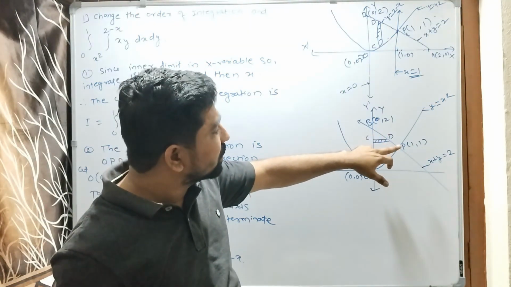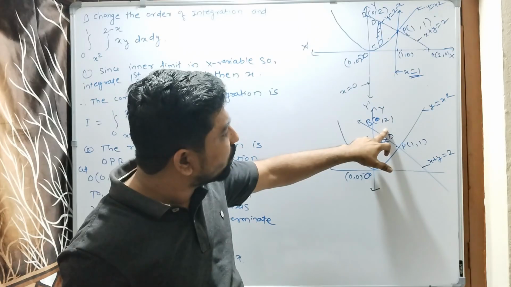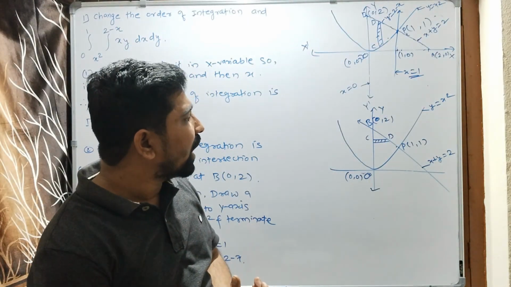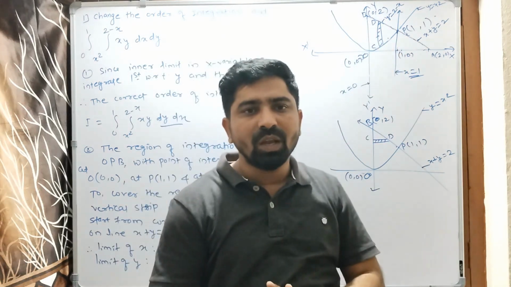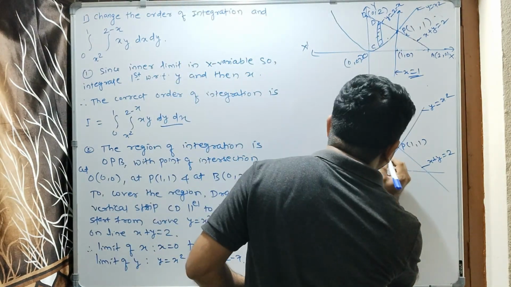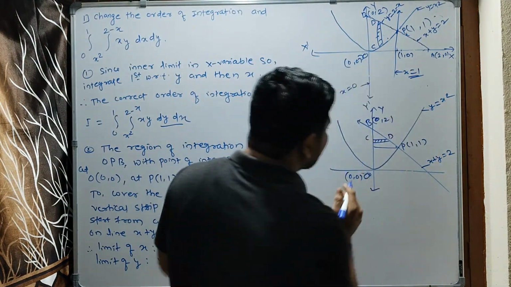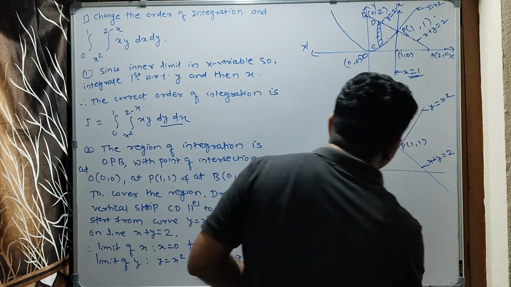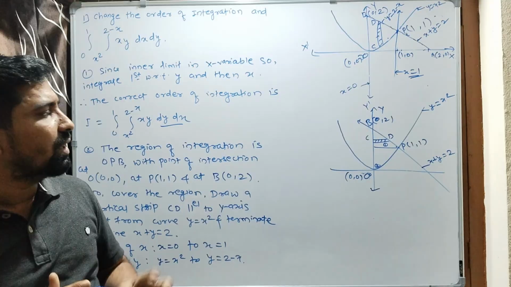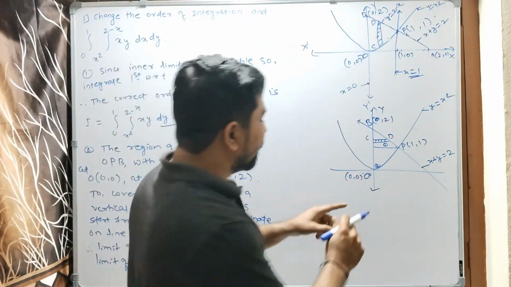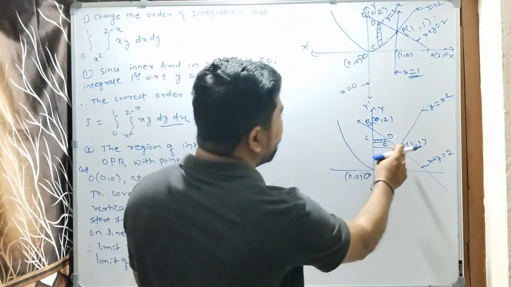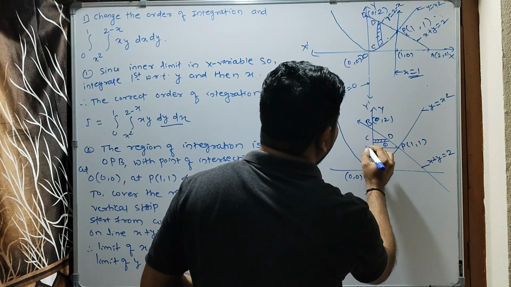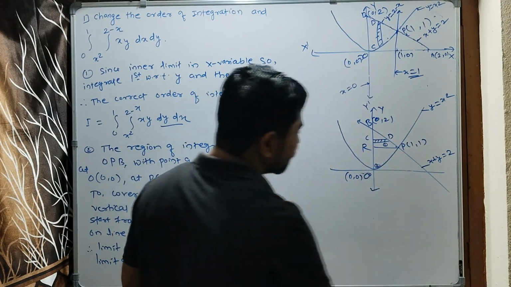Here we change the position from the line x plus y equal to 2 to the curve y equal to x square. That's why I want to divide this whole region into two parts. Let's say this is my part 1 and this is my part 2. Here I am dividing this region OPB into two parts, and let's say the point of intersection is R.